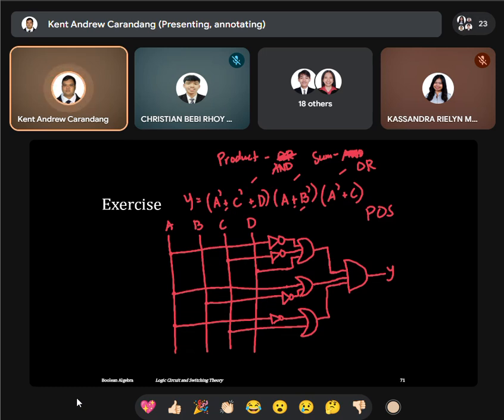Pag-iisipan ko pa kung paano magiging final project setup ninyo. I'm sure na siya ay by pair. No? And then, i-defend mo siya. Bakit ganito yung ginawa ninyo? Bakit ganito yung circuit na ginawa ninyo? So, meron tayong i-invite na some of our faculty members na magja-judge ng inyong circuit.